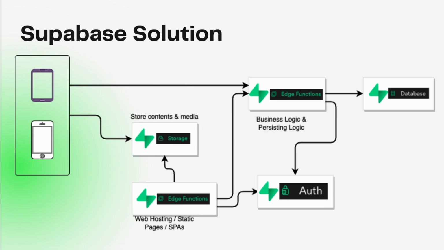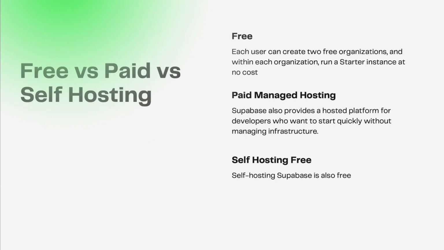So when it comes to the deployment and the pricing options, Supabase provides three types of hosting and deployment options. One is free hosting, which would be very suitable for a startup developer, wherein he or she can create two free organizations, and within each organization they can run a starter instance absolutely at no cost. Again, it comes with limitations, and then there are various managed hosting options which come with a cost, and they also provide some additional features and extra resources.